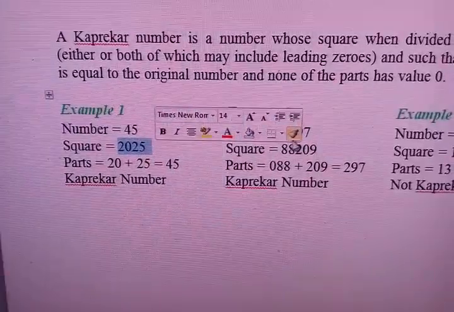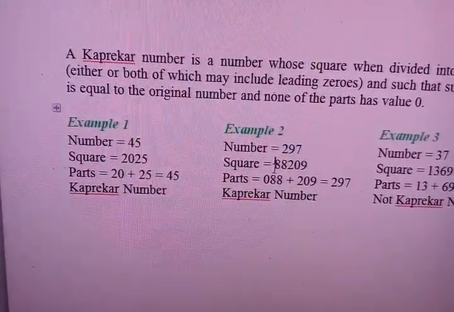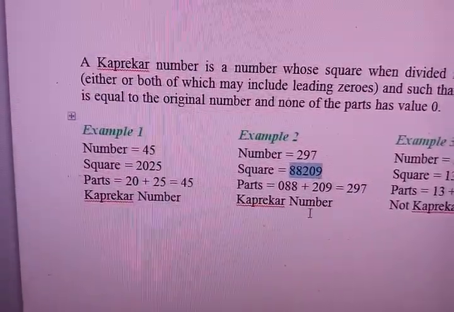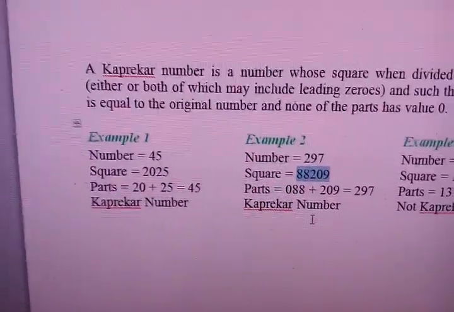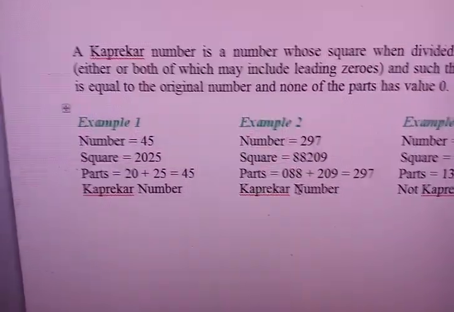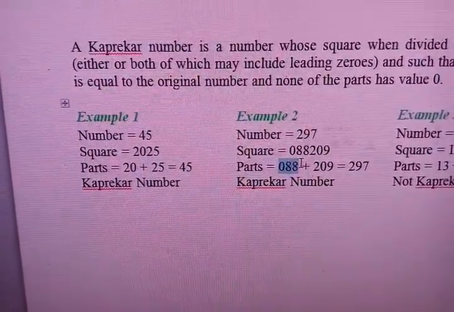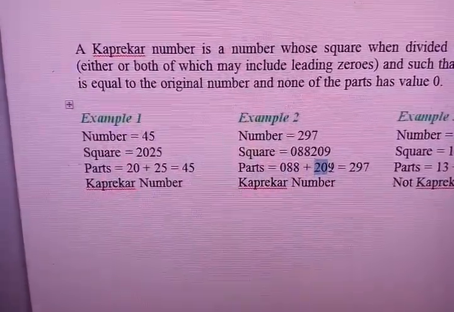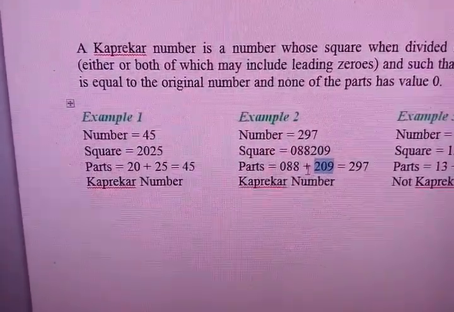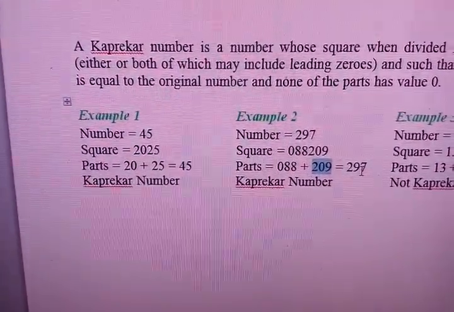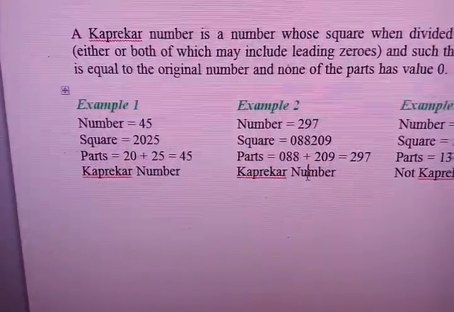But in the second case, you can see if the number is 297, if you square it, then it is 88209. Now you need to divide the number into two parts. So you need to take one leading 0 before 88, so the length will be 6. So 088 is one part and 209 is the other part. Now these 209 and 88 when added will give you 297. That is again the number itself. So it is also a Kaprekar number.